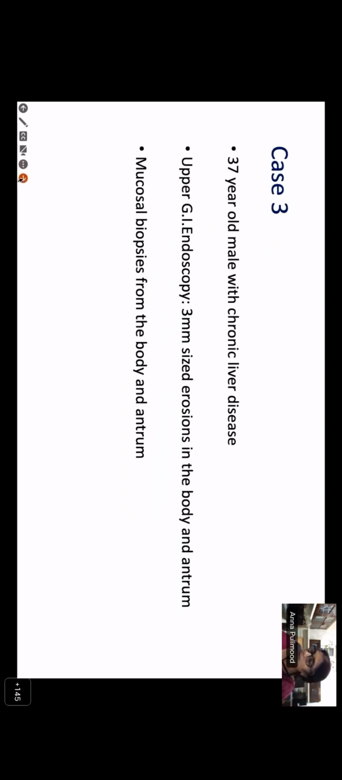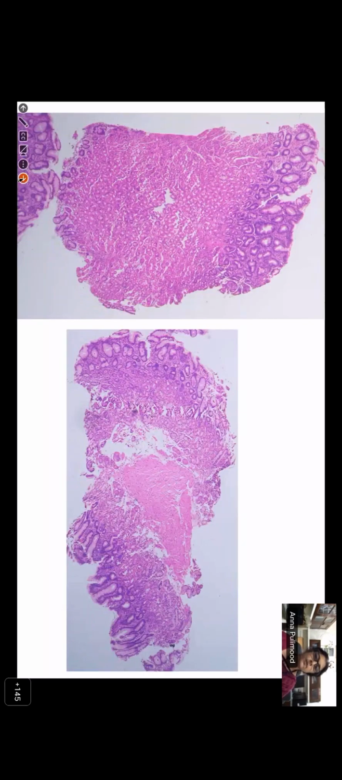Who would like to answer this? What kind of mucosa are we seeing, Manjula? This is a biopsy from the body because the glands are tightly packed and they look oxyntic, more pinkish. Good, eosinophilic. The other biopsy is from the antrum because the glands are loosely packed and we could see more mucus secreting glands.